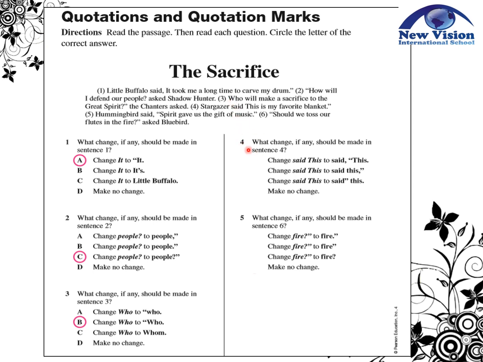Number 4. What change, if any, should be made in sentence 4? A. Change "said this" to "said, "this." B, C, other variations, or D. Make no change. Correct answer is letter A. Change "said this" to "said," and then "this" to make it correct. Said, comma, then open quotation mark, and then "This."